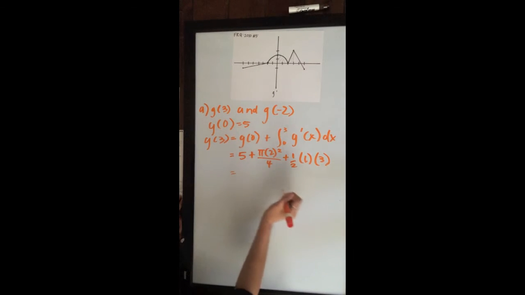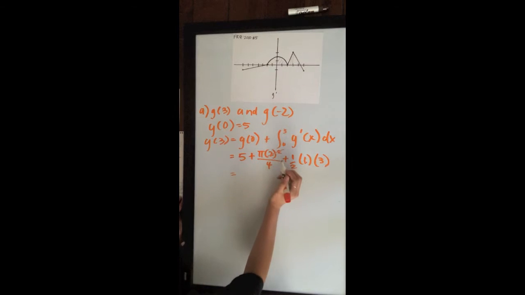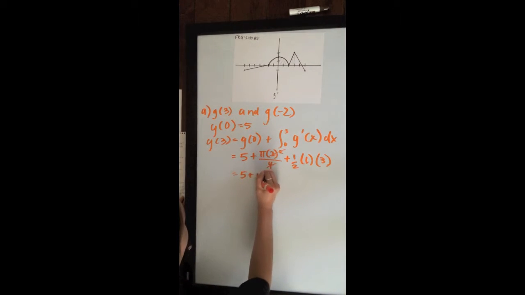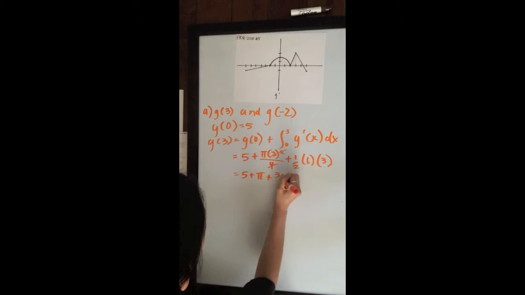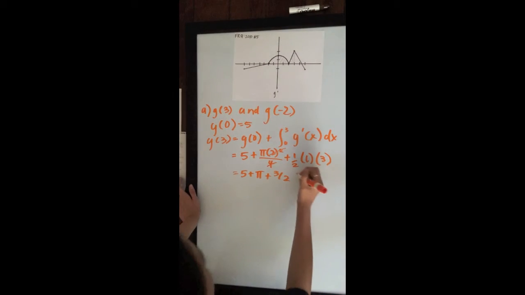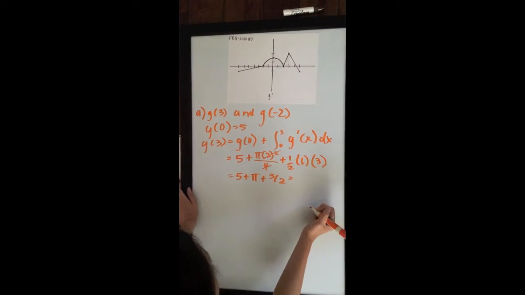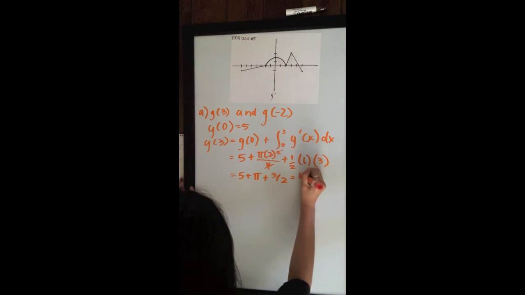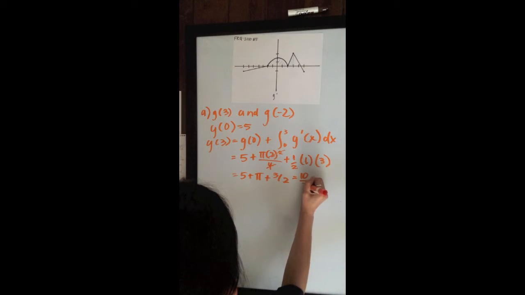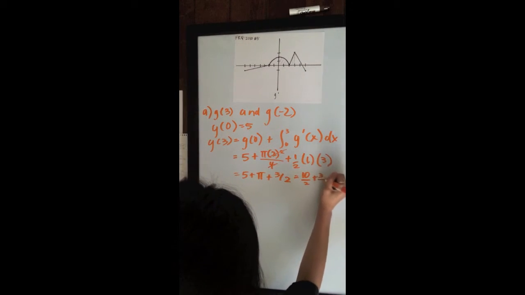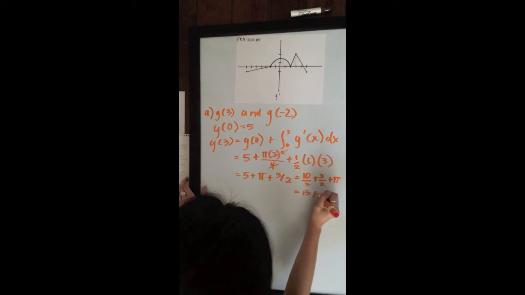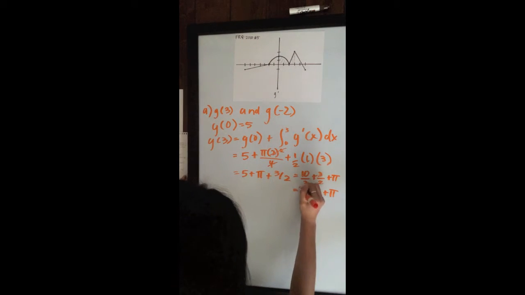So what you end up getting, this would cancel out because that becomes 4. It would be 5 plus pi plus 3 over 2, which ultimately becomes 10 over 2 plus 3 over 2 plus pi equals 13 over 2 plus pi.